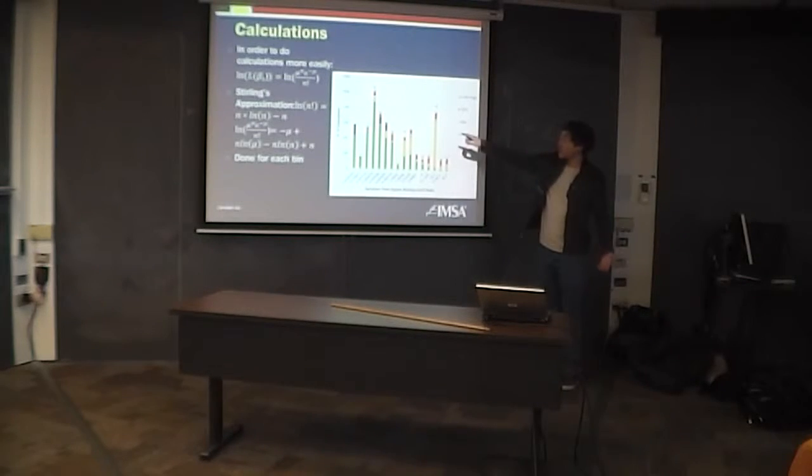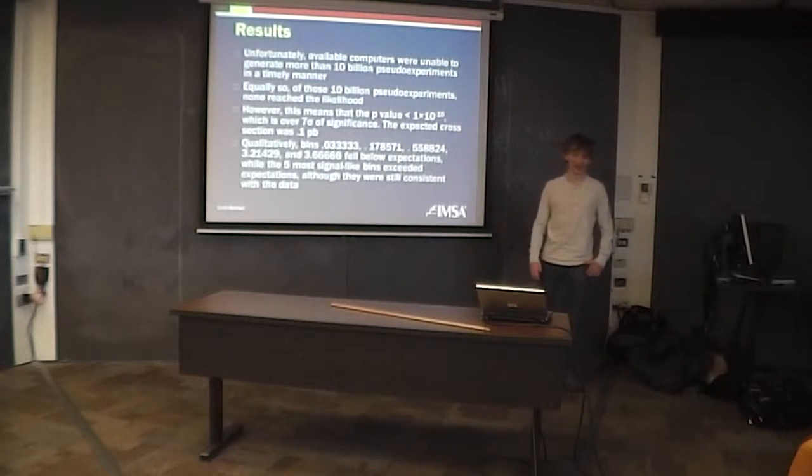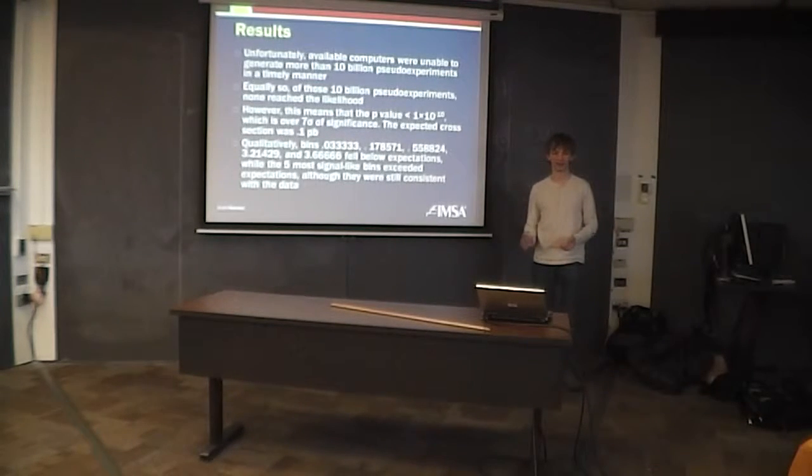What I did is I took the natural log of the likelihood function, and then on top of that, I used Stirling's approximation, where the natural log of n factorial is around n multiplied by the natural log of n minus n. My computer was not able to effectively generate more than 10 billion pseudo-experiments in a timely manner. The 10 billion pseudo-experiments took 3 days to generate and calculate the likelihood for, and the next number that I was going to be able to do, 100 billion, would have taken a month.